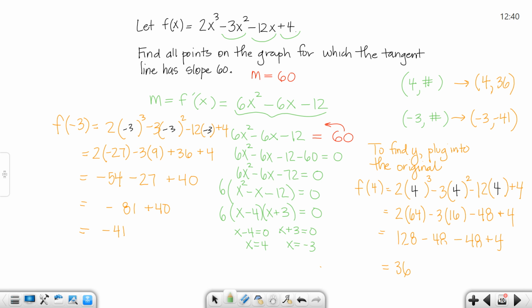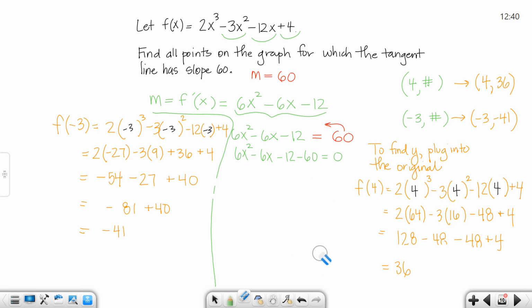So what I did here in the first step is I took the derivative of that cubic function at the top. Let me erase part of this so we can start back over with it. My derivative was 6x squared minus 6x minus 12. In the problem, it says find the points where the slope equals 60. So I took that derivative and I set it equal to 60, and that's what I did in this step.